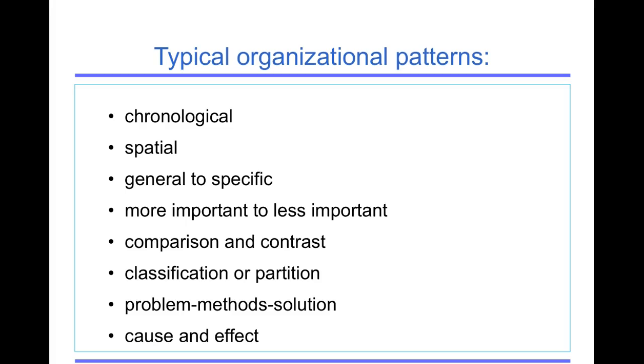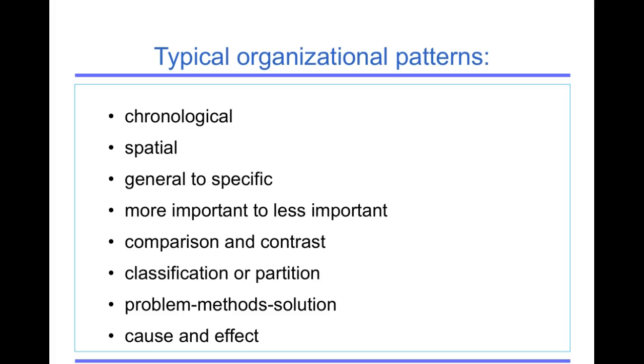And then more important to less important, that's sort of the information triangle where you start with the most important details. That's the same pattern that newspaper articles are written in. You get the big pieces of information first, and then it goes down to the less important information at the bottom of the article. Comparison and contrast, you know what that is. You can compare how two things are alike or compare their similarities and their differences.